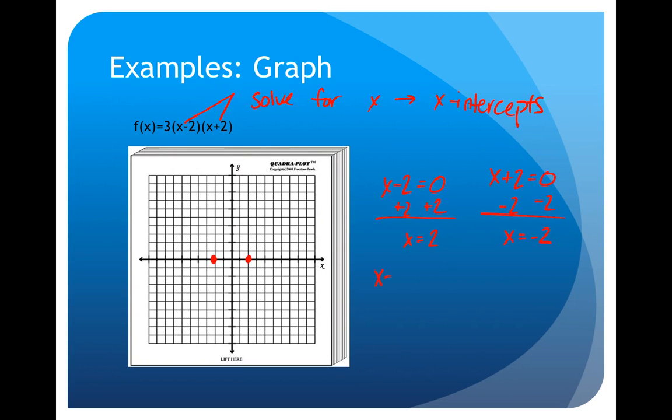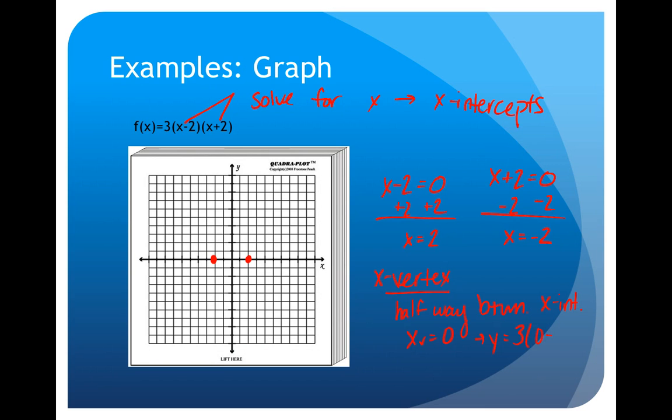Then the x-coordinate of the vertex is halfway between those x-intercepts, because my graph is symmetrical. So here, the x-coordinate of my vertex is 0. I just need to figure out how far up or down I need to put that point. So I plug 0 in for x.